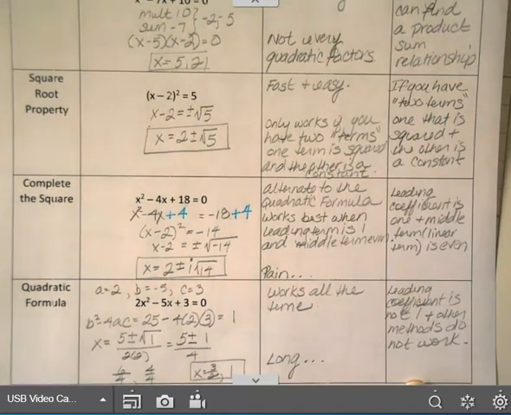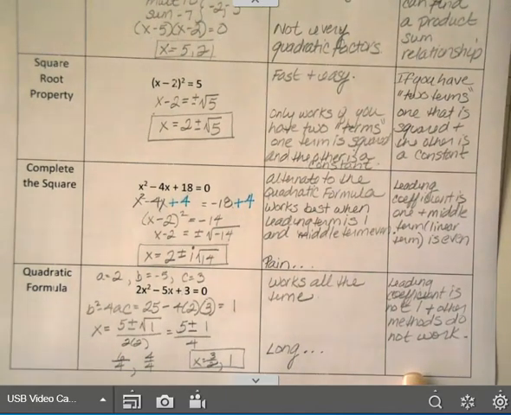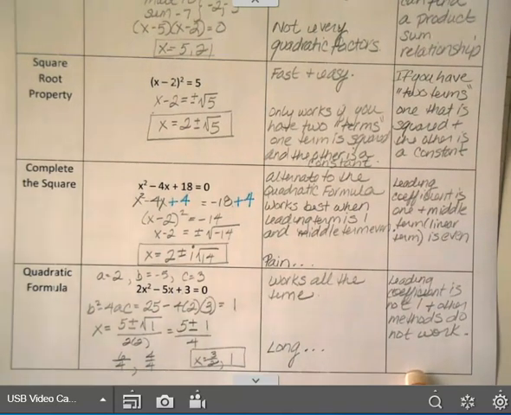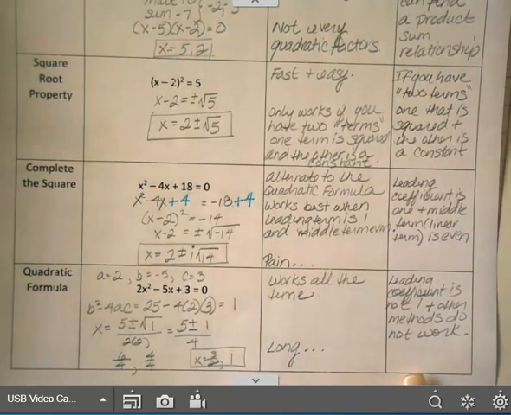And then part B, I have it set up so you can have multiple tries on it if you want. So this completes our notes.